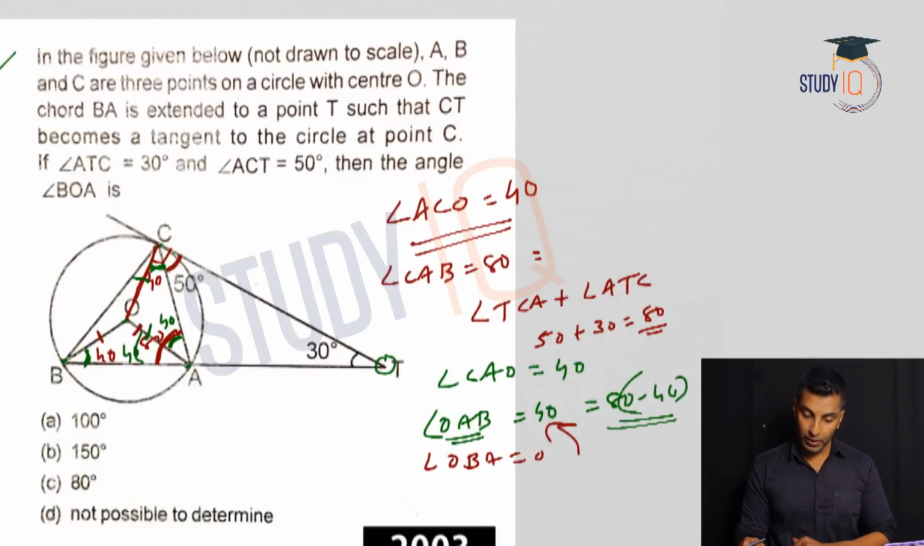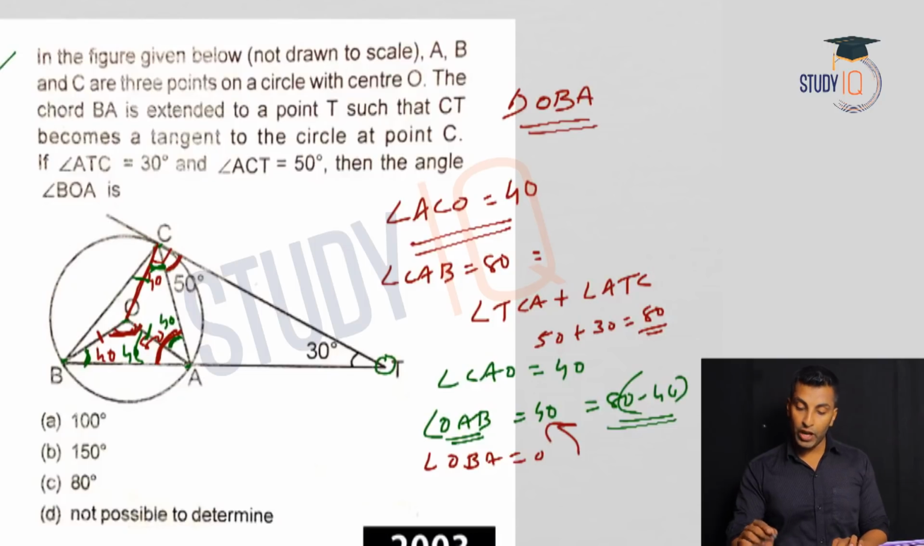Now what we need to find out? What we need is this angle BOA, right? So we have a triangle. So in the triangle OBA, we know two angles, both were 40. So what is your answer? What will be angle BOA? 180 minus 80, right? So this is going to be 100. So I hope this is clear for all of you.